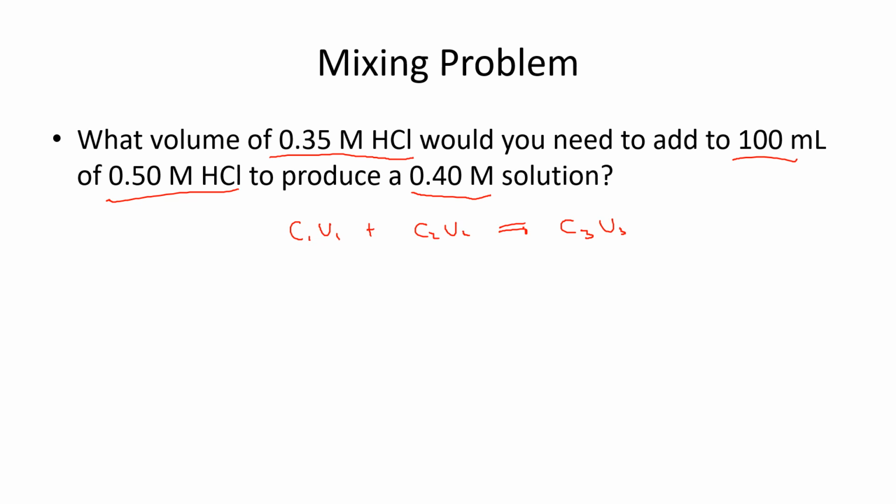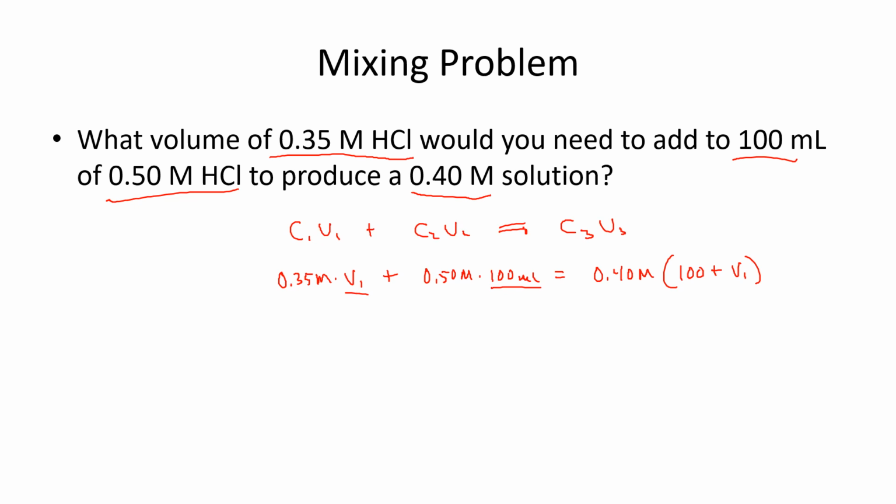C1V1 said what volume of 0.35 molar, so C1 is 0.35 molar, but V1 we don't know. And then C2V2, we know both of these, so it's 0.50 moles per liter, and it is 100 milliliters. C3 we know is going to be 0.4 moles per liter, and the volume is going to be the sum there. It's going to be 100 plus whatever V1 was, right? We're just going to add these two volumes up.